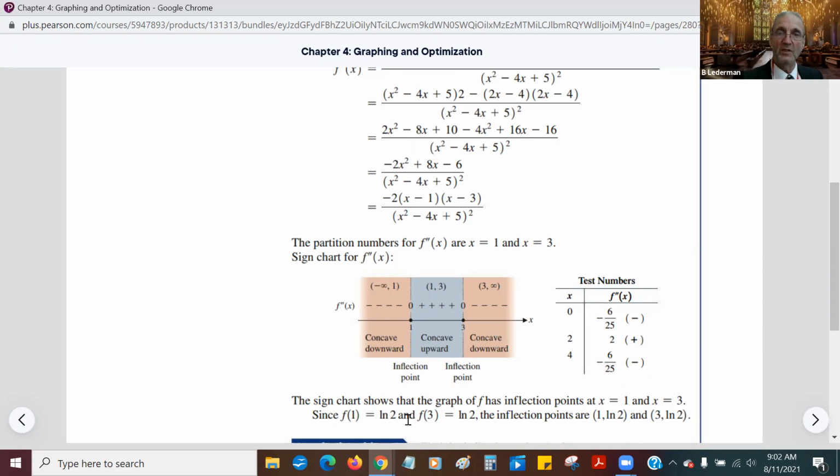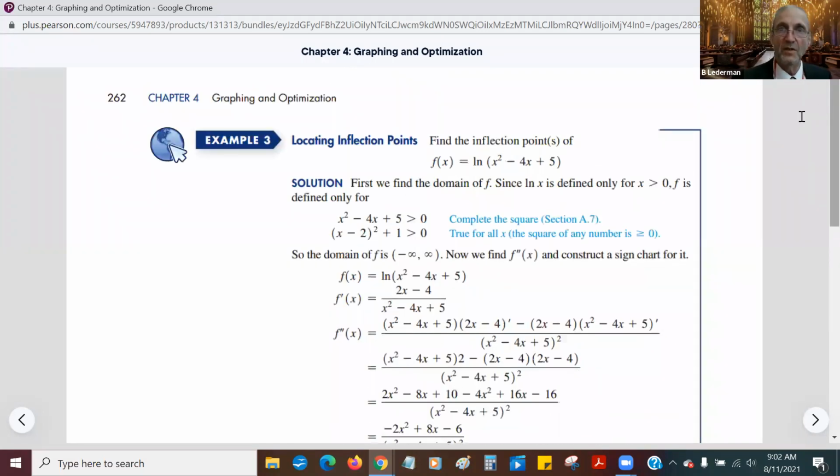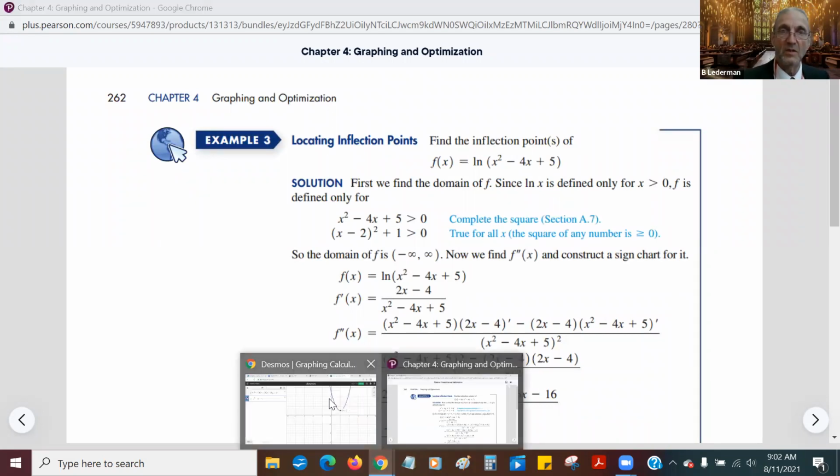Since f of 1 equals ln 2 and f of 3 equals ln 2, the inflection points are 1 comma ln 2 and 3 comma ln 2. I'm going to put this all in Desmos and you'll see it. But before I do that, I wanted to make a point. Actually, you know what? Let me do that first, and I'm going to come back and make my point. Let me finish the whole problem, and then I'm going to come back and make the point I want to make. So let's look at the original thing, ln of x squared minus 4x plus 5. So let's go to Desmos.